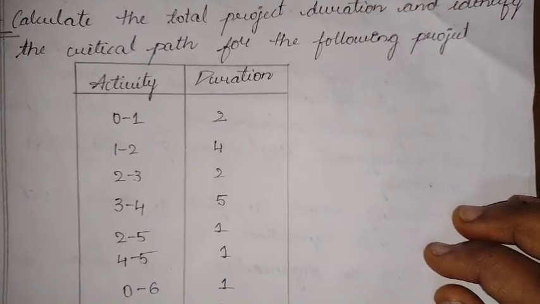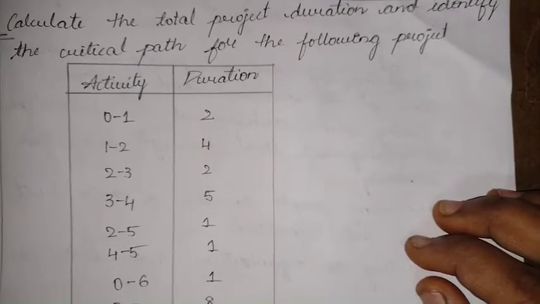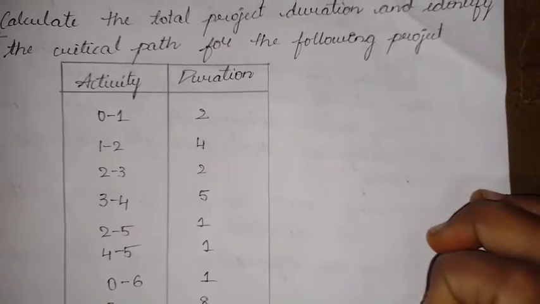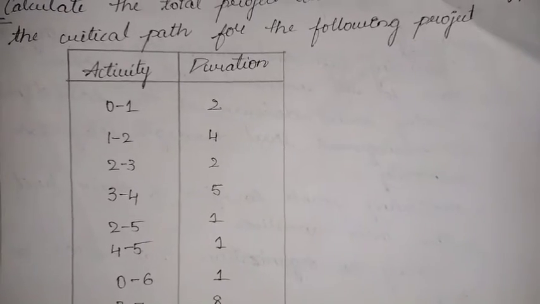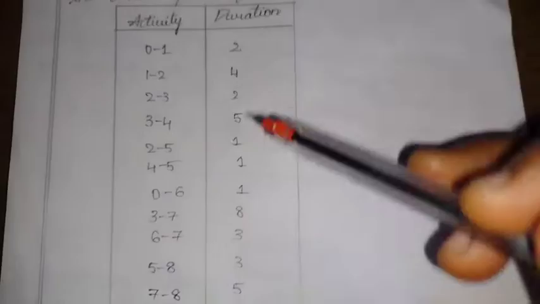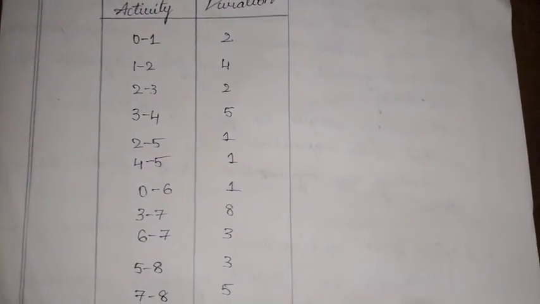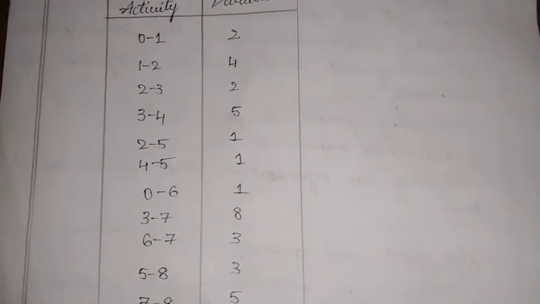In today's video, we are seeing how to calculate the total project duration and identify the critical path for a given project in construction project management. Generally we will be given the activities, that is activity 0 to 1, 1 to 2, 2 to 3, with the duration to complete these activities. The sequence of these activities would be given, along with the duration to complete each activity. So we just have to evaluate the critical path and also the total project duration for this given project.